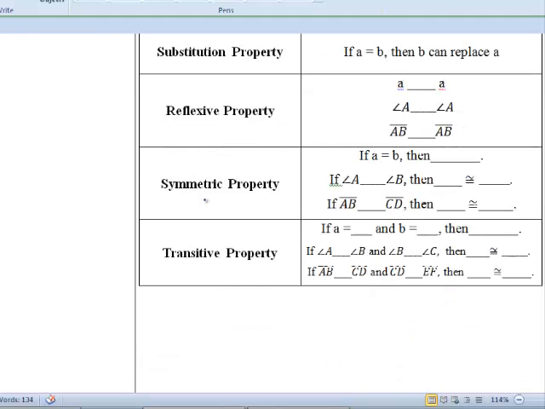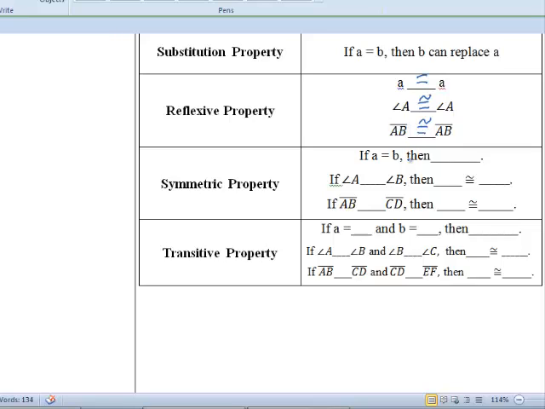Okay, three other ones that we have. You might not have heard this before, but we use these a lot in geometry. First one is the reflexive property. If I have something that's the exact same on both sides, I'm going to say they're equal to each other. So the reflexive property of equality is a is equal to a. Over here, if I have angle A and angle A, now angle A is not equal to angle A, but angle A is congruent to angle A. This is called the reflexive property of congruence. So two different things, reflexive property of equality and the reflexive property of congruence. In the same way, if I have two line segments, segment AB is congruent to segment AB. So if the same thing is happening on both sides, they're either equal or congruent.